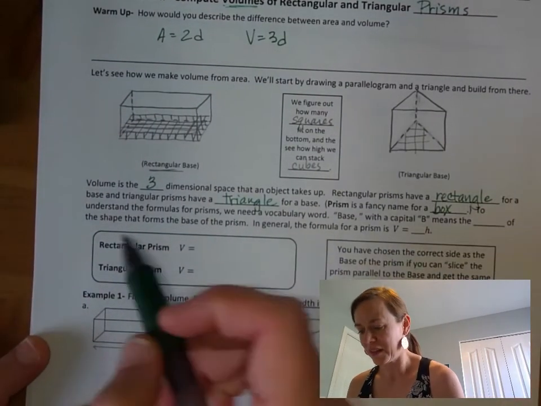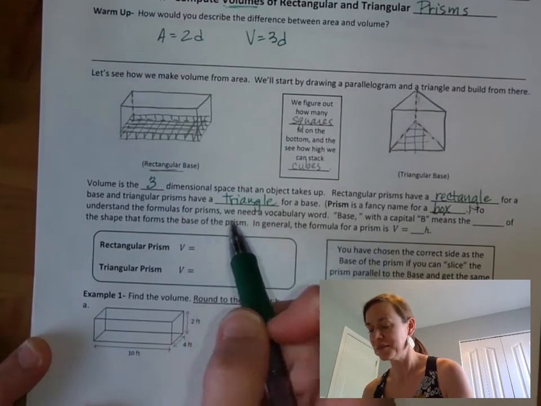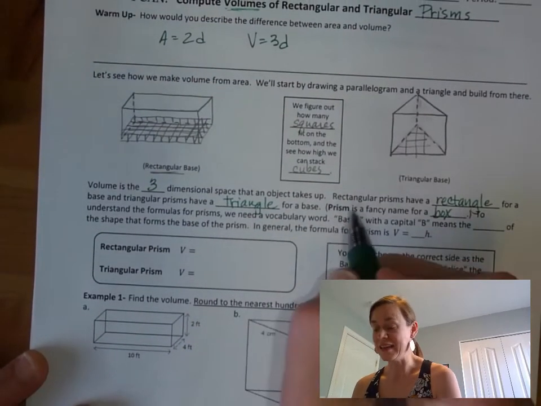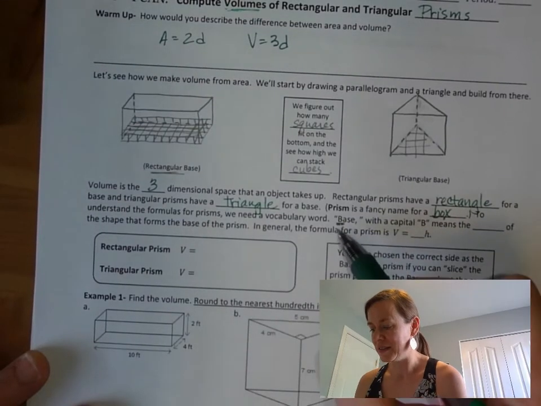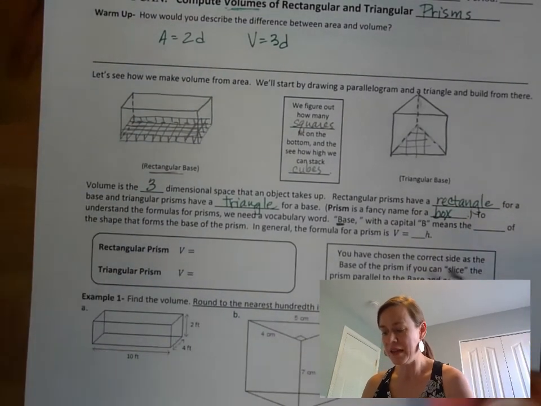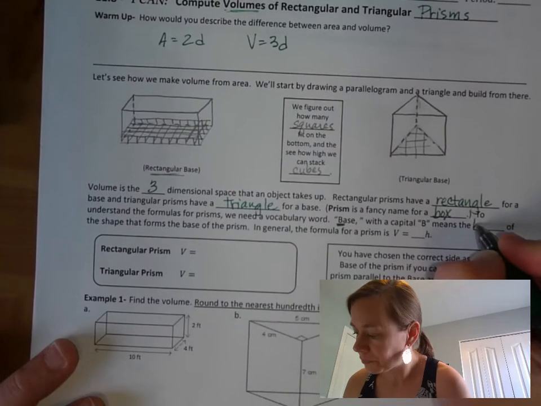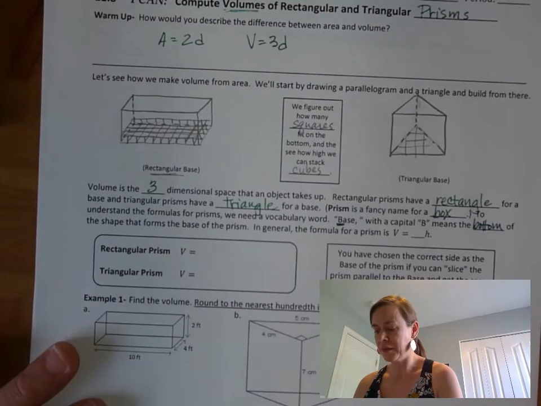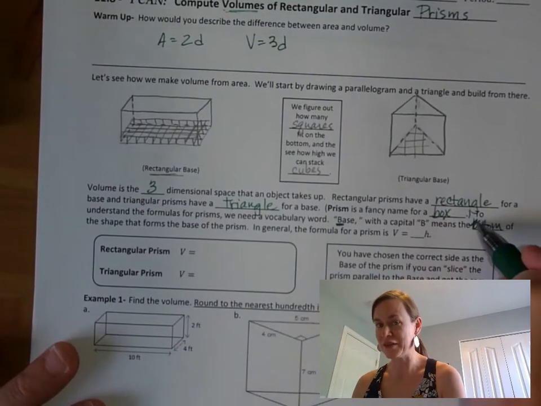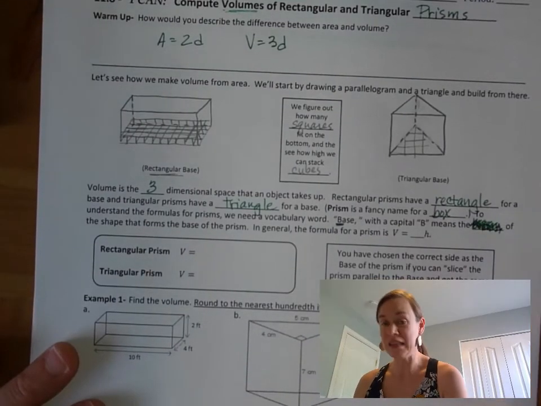Let's keep going. To understand the formulas for prisms, we need a vocabulary word. In this case, base with a capital B. See that capital B there? All right, so base with a capital B means the bottom of a shape. Actually, I think what they want us to say there is area. Scribble that out, so sorry. So the base is the bottom of a shape.